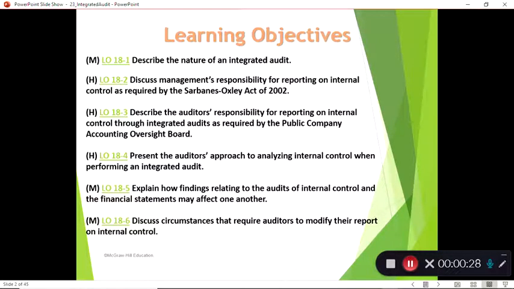We'll see how this ultimately came about from the Sarbanes-Oxley Act. But we'll work our way through understanding what the integrated audit is, thinking about the manager's responsibility, then thinking about the auditor's responsibility, and then thinking about how to analyze internal control, and then deal with the findings and potential modifications to the report.